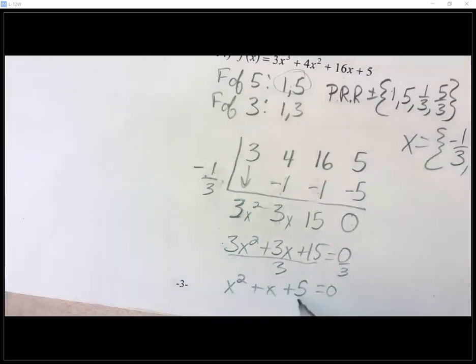Unfortunately, it doesn't factor anymore, right? There are no factors of 5 that add to 1. Too bad, so sad. So now I would just go to the quadratic formula.